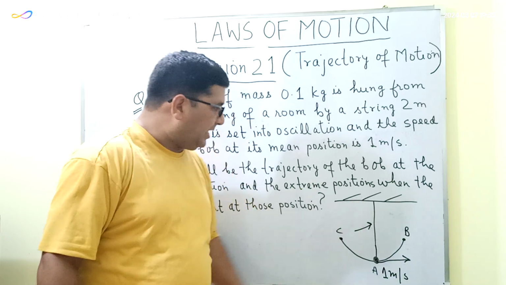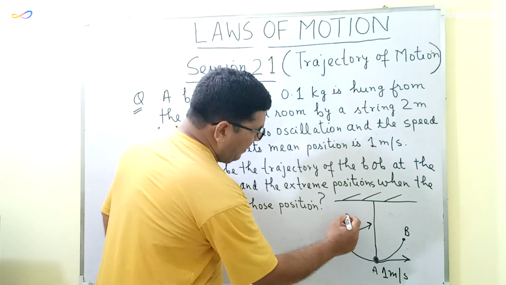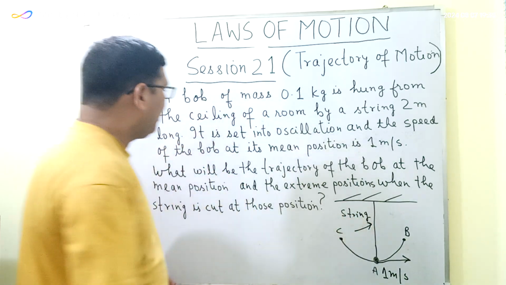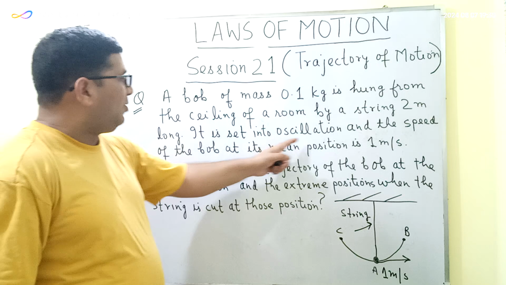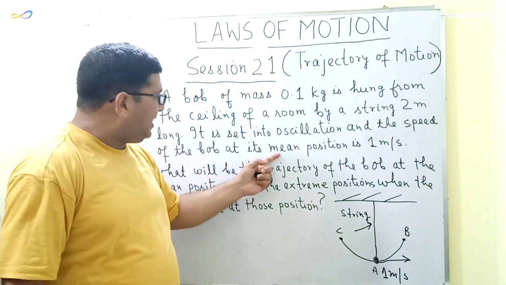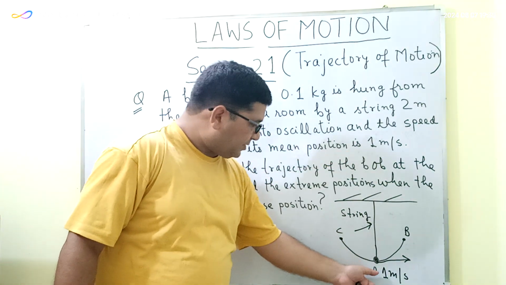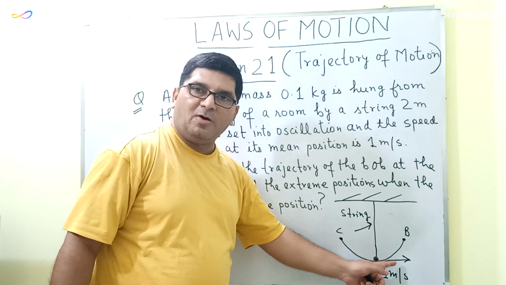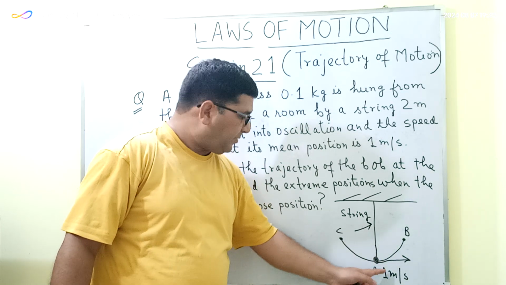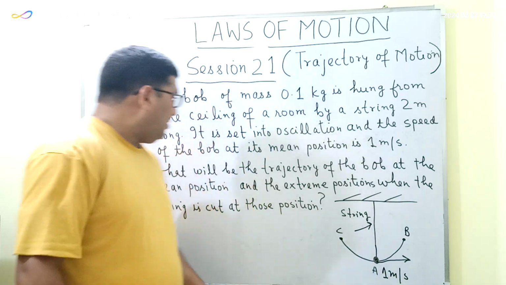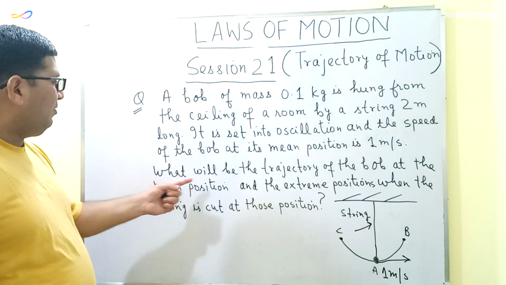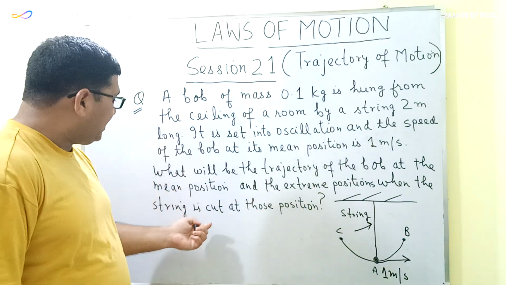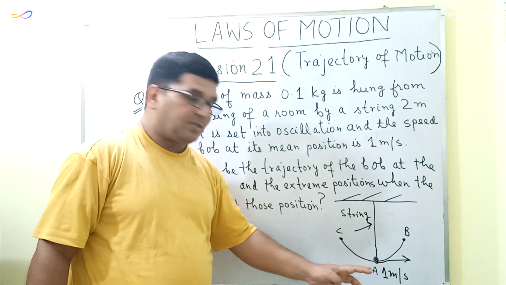So here I have already drawn one figure in which this bob is hung from the ceiling by this string of length 2 meter. Now this bob is set into oscillation and the speed of the bob at its mean position is 1 meter per second. So A is the mean position and the speed of the bob at this point A is 1 meter per second. So the question is, what will be the trajectory of the bob at its mean position and the extreme positions when the string is cut at those positions?